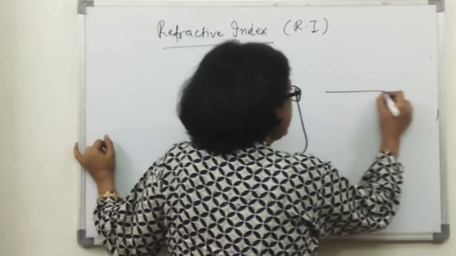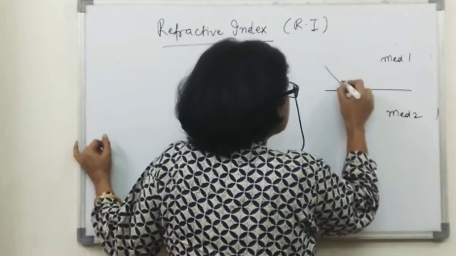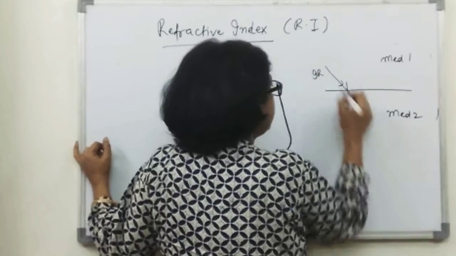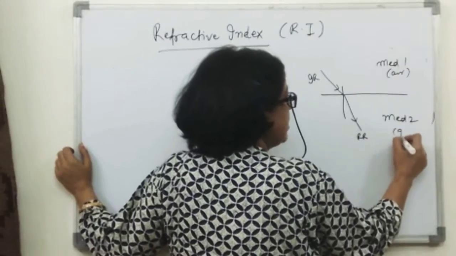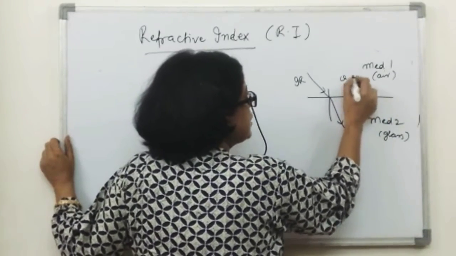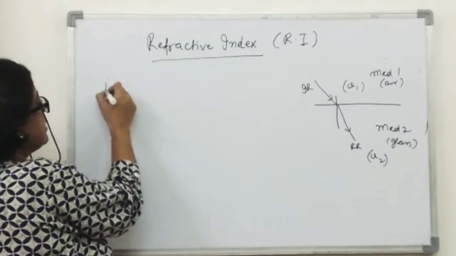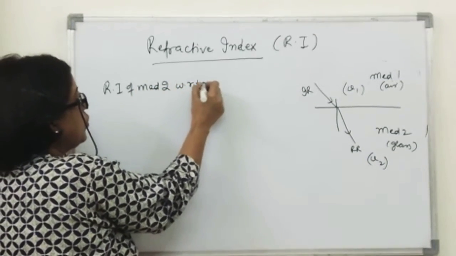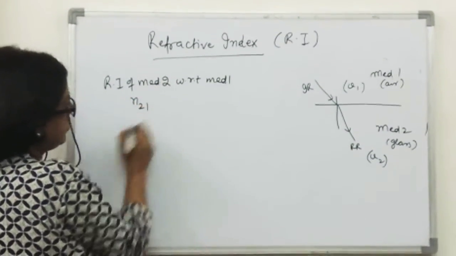Fine. Let's say, again I am drawing, let's say this is medium 1, this is medium 2, and a ray of light goes, and as it goes it bends. This is how. So this is the incident ray, and this is the refracted ray. Let me take again this as air, for example, and this as glass. Let's say the speed of light in medium 1 is V1, and the speed of light in medium 2 is V2. Now I can define the refractive index of medium 2 with respect to medium 1. I denote this term as N21.